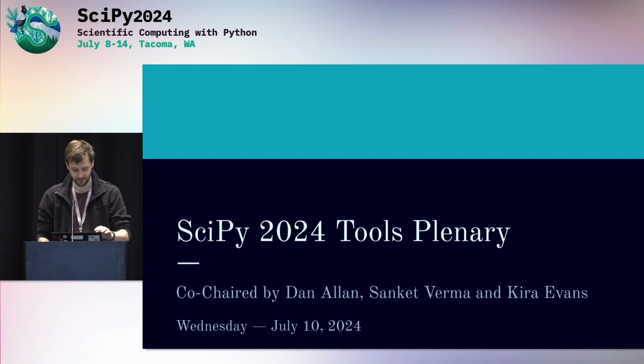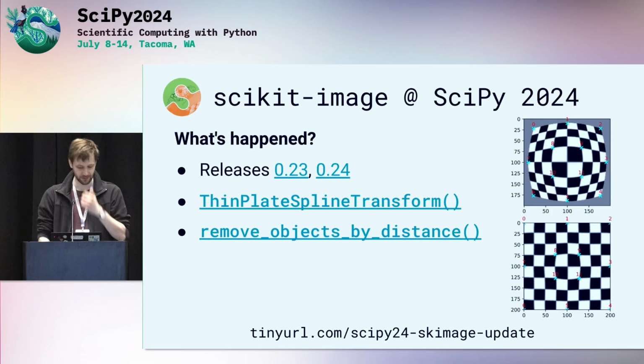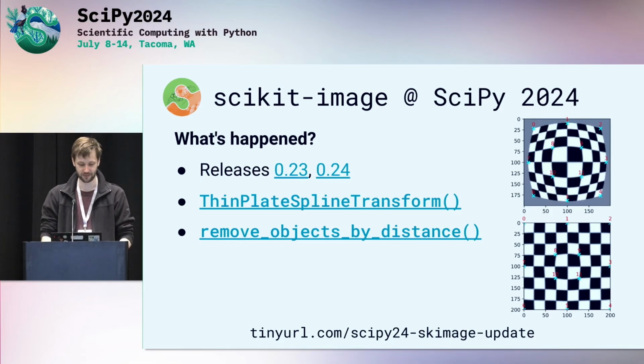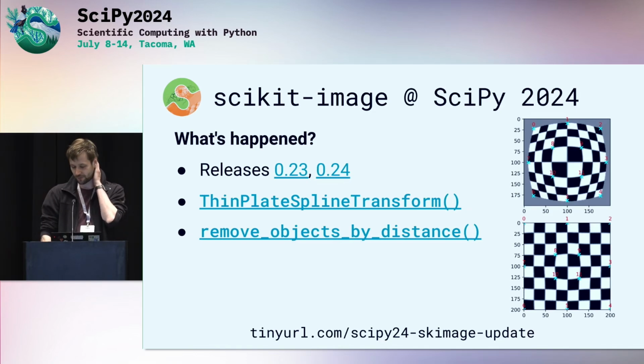Hello, everyone. As he said, I'm Lars. I help maintain scikit-image, and I want to briefly talk about what we've been up to in the past year. We've had 2 releases, and one of the exciting things to come out of it is also the result of an outreach project, and that is a new transform class. So what can it do?